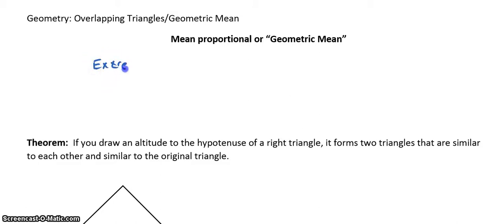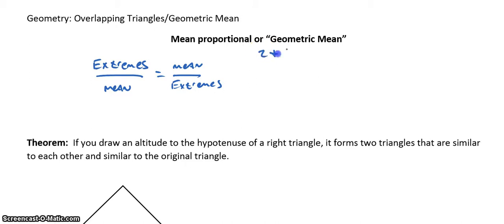Well, in geometry, we have a mean proportional or geometric mean, and it's a proportion that contains what we call extremes and means. So extremes over mean equals mean over extremes, and all these are our numbers, and we just label them extremes and means. Notice the mean is in the middle, if you want to think about it that way, similar to an average.